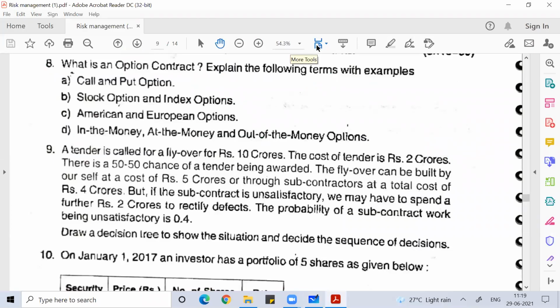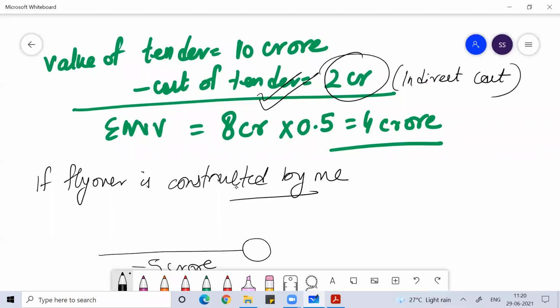Okay, so the flyover can be built by ourselves at a cost of 5 crore, or through a subcontract at a total cost of 4 crore. But if the subcontract is unsubstantiated to rectify... So here, no other data is given.